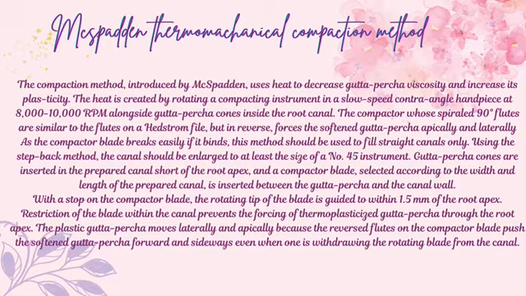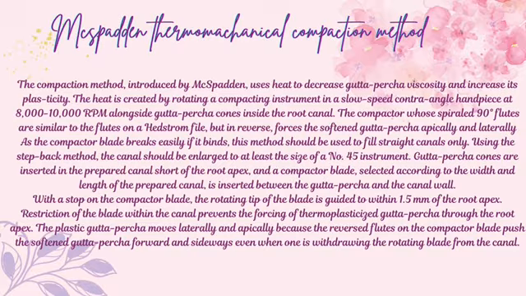As a compactor blade breaks easily if it binds, this method should be used to fill straight canals only. Using the step-back method, the canal should be enlarged to at least the size of number 45 instrument. Gutta percha cones are inserted into the prepared canal short of the apex. A compactor blade selected according to the width and length of the prepared canal is inserted between the gutta percha and the canal wall.